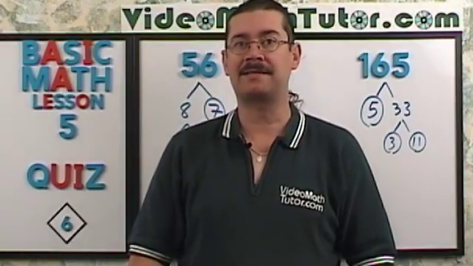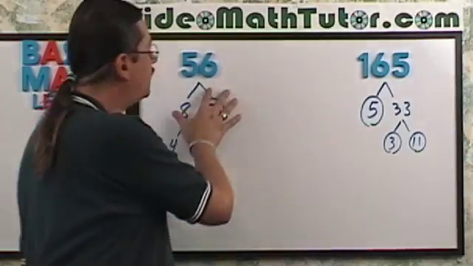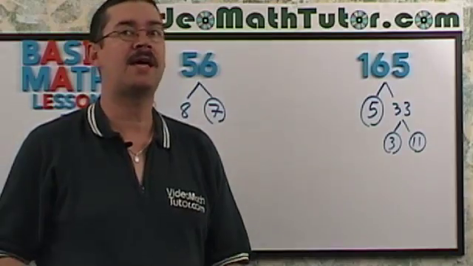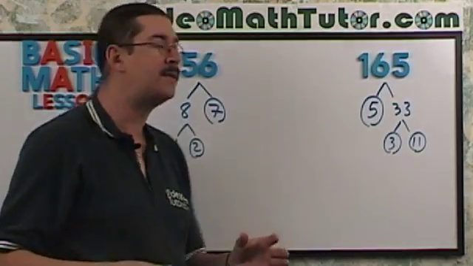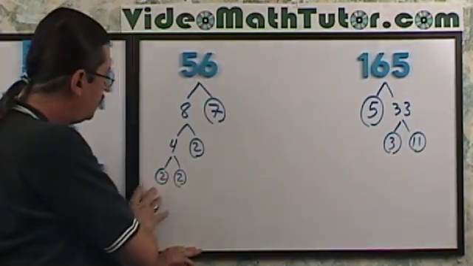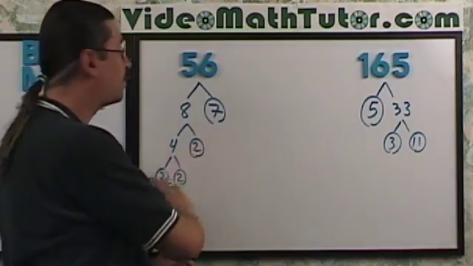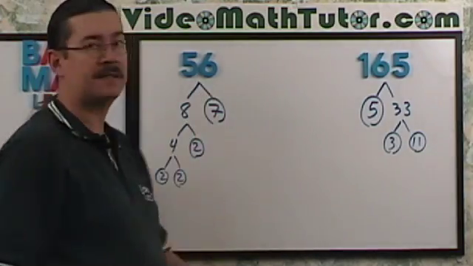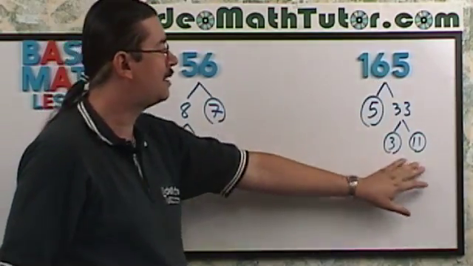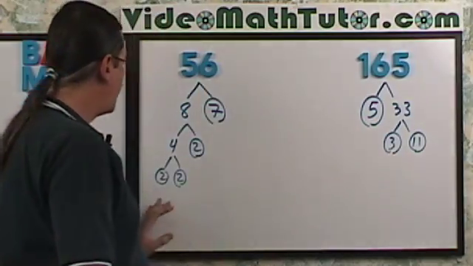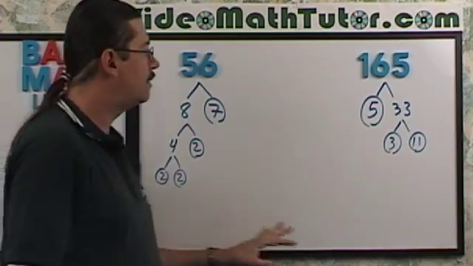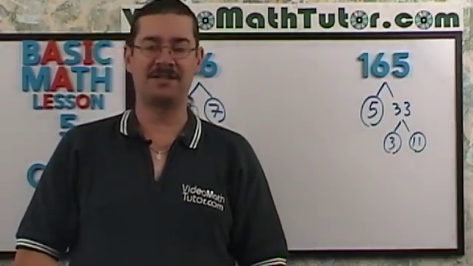Question number 6 asks, are the numbers 56 and 165 relatively prime? That means they have no factors in common. Well, let's see. I created the factor trees for them. Here we have 2 times 2 times 2 times 7. That's the prime factorization of 56. The prime factorization of 165 is 5 times 3 times 11, not counting order, of course. And if you notice carefully, none of them have factors in common. So yes, they are relatively prime.